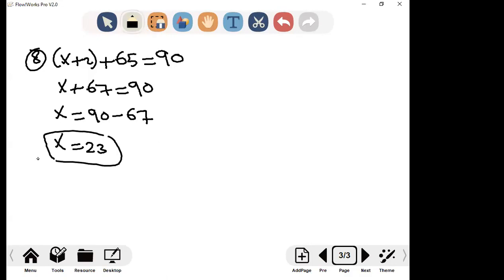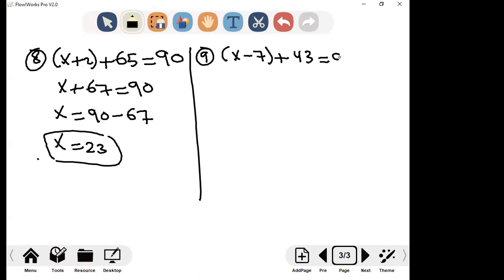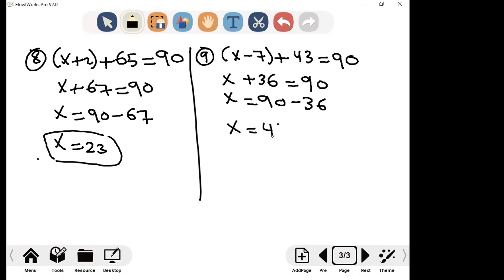23. Question 9, x minus 7 plus 43 equal what also? 90. Now minus 7 plus 43 plus 36 equals 90. Shift the 36, equal 90 minus 36, x equal 40, 54.